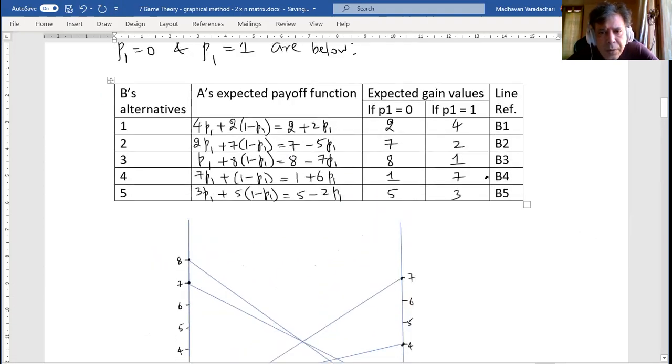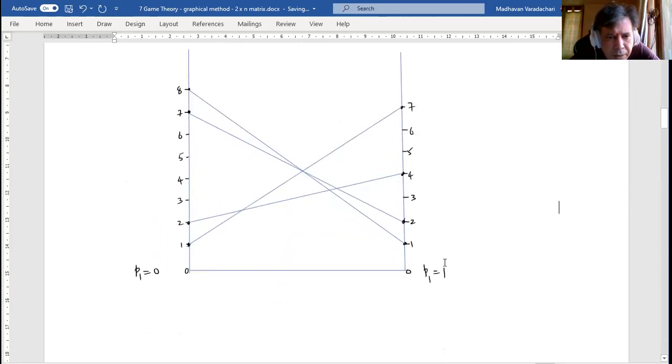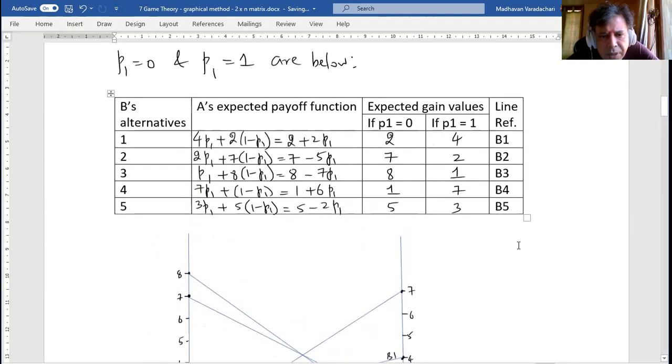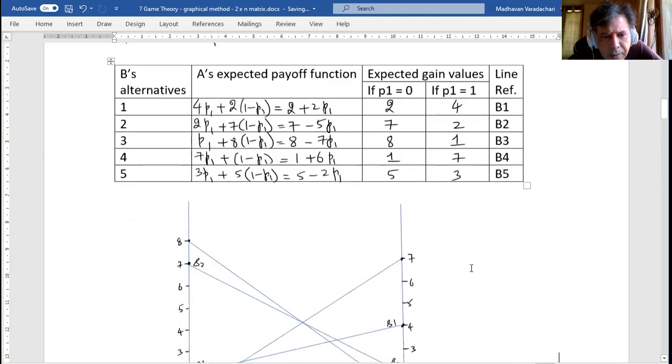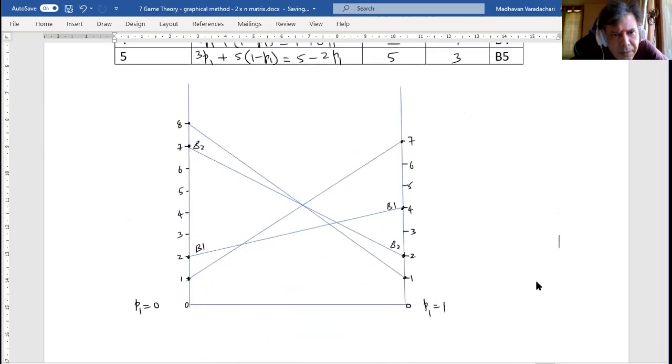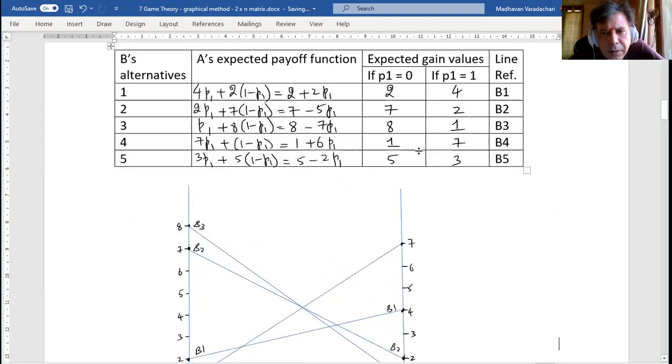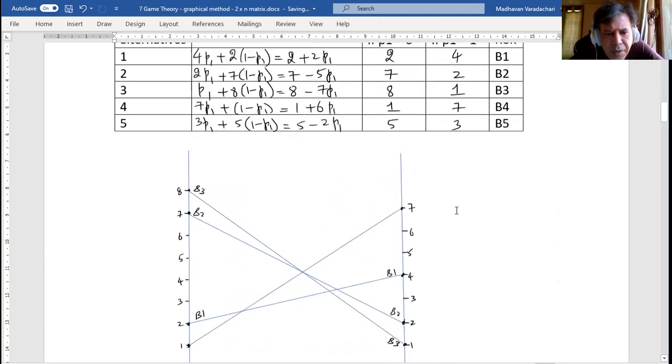Primarily, let me first do it. 2 and 4, when we did, I should write that as B1 here also, so that there is no confusion with the line. 7, 2, it is B2. So here we say B2, here also B2. Then 8, 1. So this is B3. Then 1, 7, that is B4.